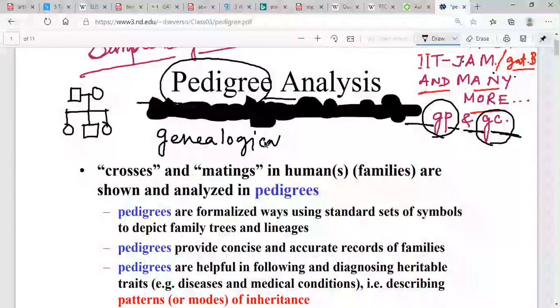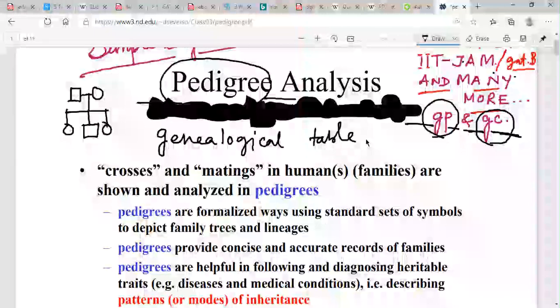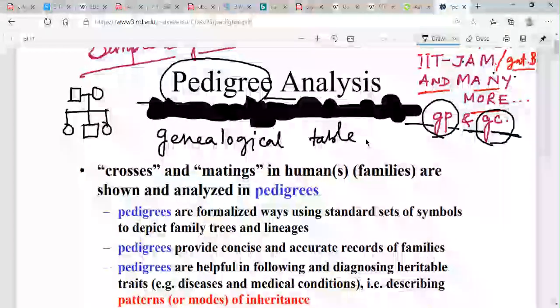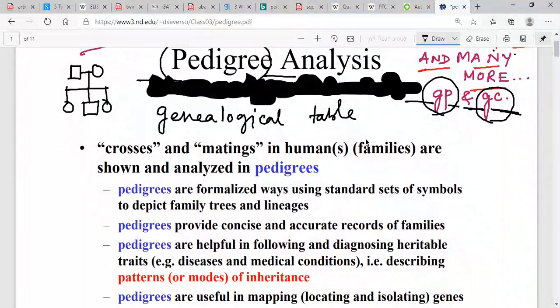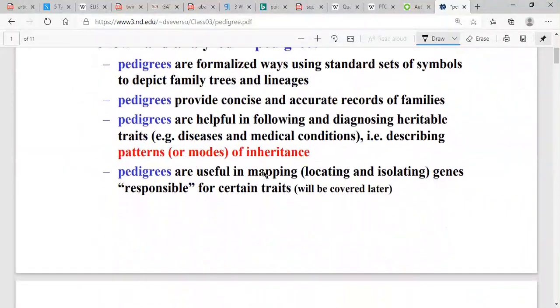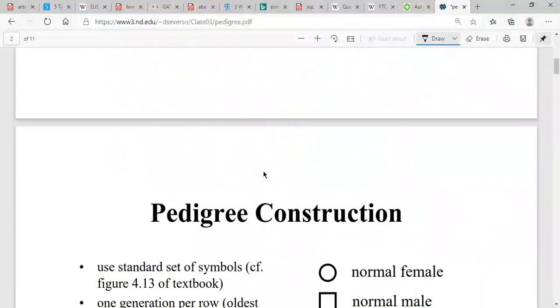genealogical two-dimensional table that represents the ancestry of an individual as well as the inheritance of a certain disease. Like you can see hemophilia in Queen Victoria's inheritance pedigree chart. Pedigree is not a dog biscuit here. It means a genealogical table that represents the ancestry of the individual as well as the inheritance pattern. Pattern means the way they are inheriting to the next generation. So here you have some modes of inheritance and the construction part.